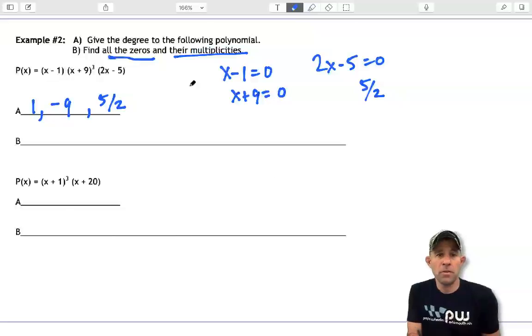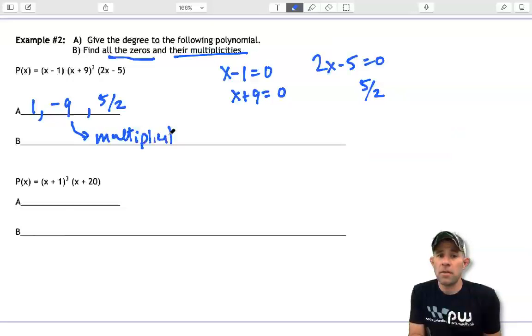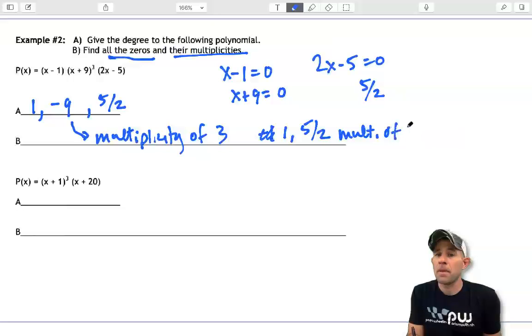Now let's talk about their multiplicities. Their multiplicities can be seen as their exponents. So the exponent on the factor x minus 1 is 1. The exponent on x plus 9 is 3. So I say my negative 9 has multiplicity, see if I can spell it right, of 3. While 1 and 5 halves have multiplicity of 1. And we'll abbreviate multiplicity there.